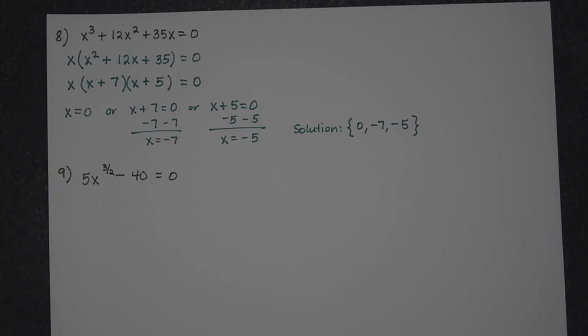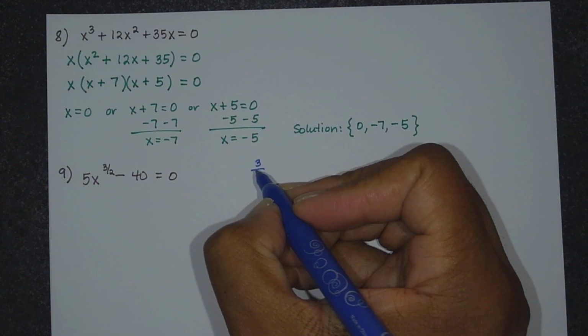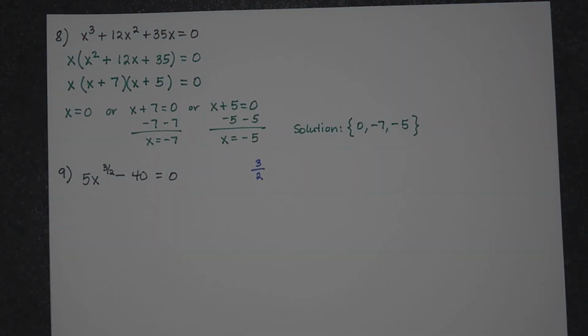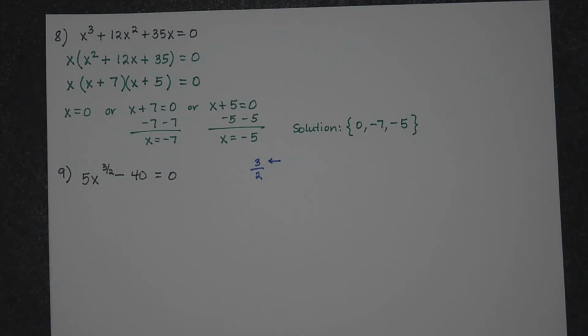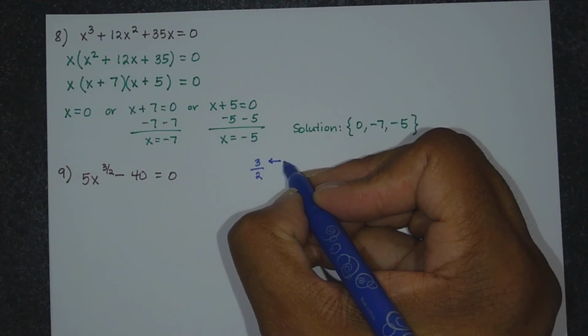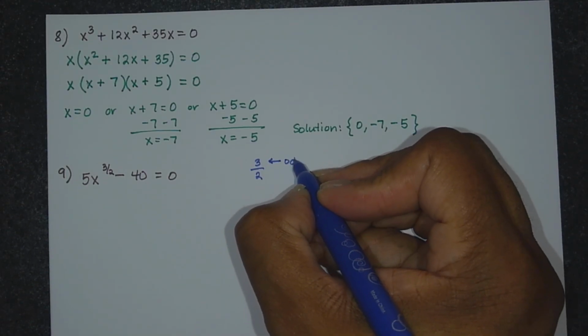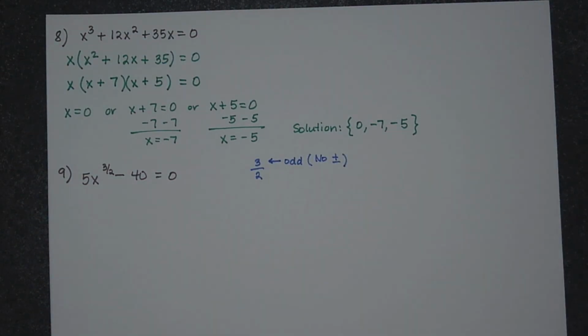All right, now before I attempt to solve this equation, I need to take a look at that exponent of 3/2, because that's going to tell me whether or not I need a plus or minus symbol, and also whether or not I need to check my proposed solution. The numerator tells me whether or not I need the plus or minus symbol. Is 3 even or odd? Odd. Well, if it's odd, that means I don't need that plus or minus symbol.